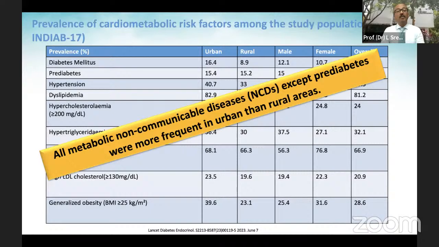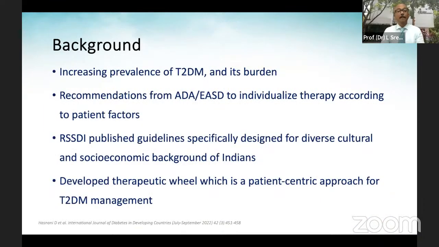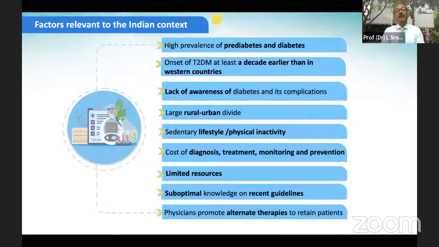So all metabolic non-communicable diseases except pre-diabetes were more frequent in the urban than rural areas. We know there is an increasing prevalence. There are recommendations from various bodies. Our own RSSDI also has published guidelines regarding the diverse cultural and socio-economic background of Indians, and it has developed a therapeutic wheel with a patient-centric approach for diabetes management.